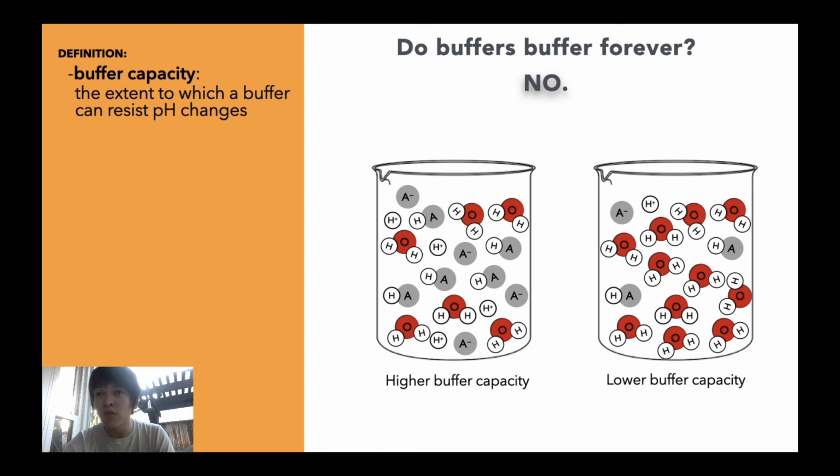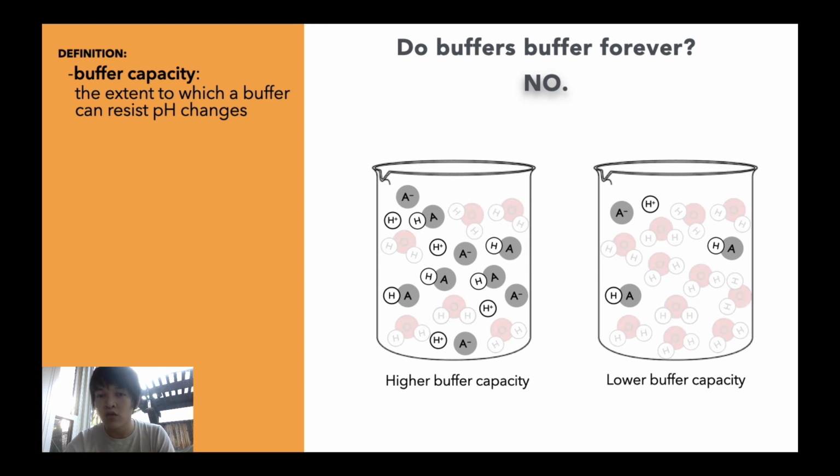Both beakers have bis-tris buffer, but there's something different about them. The difference is the amount or concentration of bis-tris molecules. The one on the left, the one with the higher buffer capacity, has more bis-tris molecules. So I'm going to remove the hydrogen or the water molecules so that you can see that the one on the left has more of the bis-tris molecules.